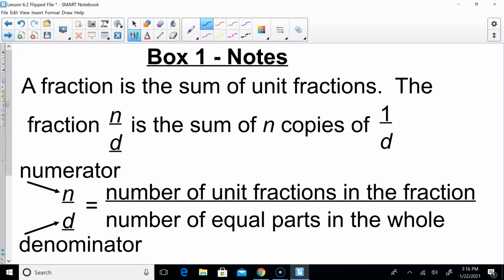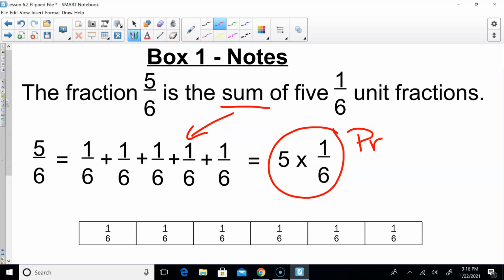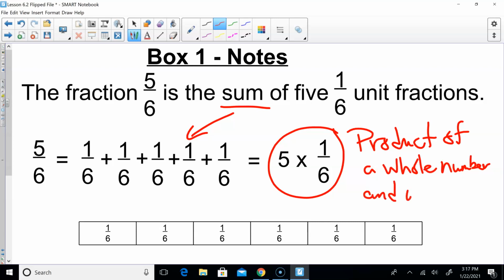Fractions are the sum of the units, 1 over d. Remember, numerator and denominator are some of our keywords, and that hasn't changed. And then we talked about 5/6 being the sum. We know sum means adding. We know this one is really the product. As we've talked about last day, the product of a whole number and a unit fraction. There's that unit fraction again, so it's one piece out of the whole.